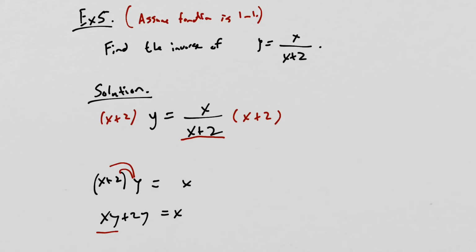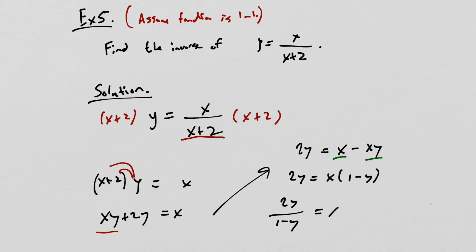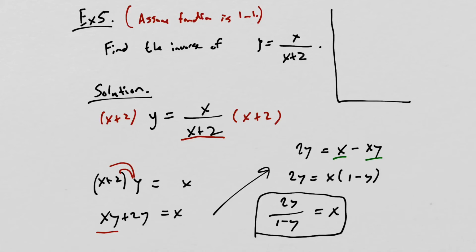Subtract xy from both sides, and we get 2y is equal to x minus xy. We can pull an x out from each of these terms here. And now go ahead and divide both sides by 1 minus y. The very last step, all we need to do is interchange our x's with y's. And what we're going to get is y is equal to 2x divided by 1 minus x, where we have that y is equal to our f inverse.